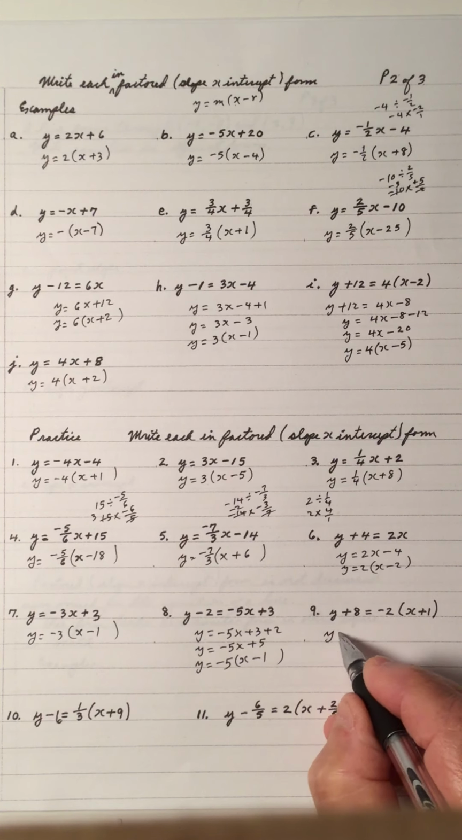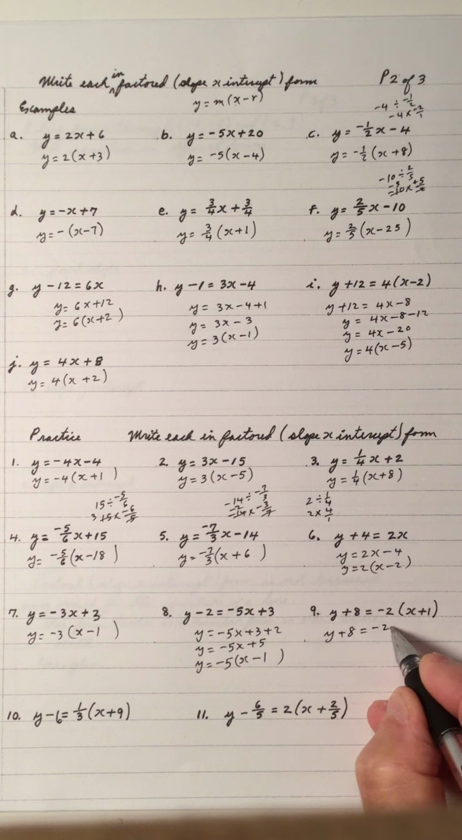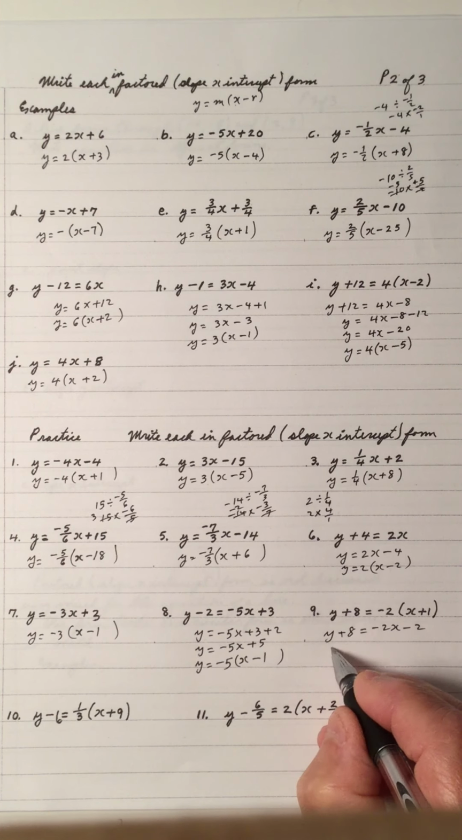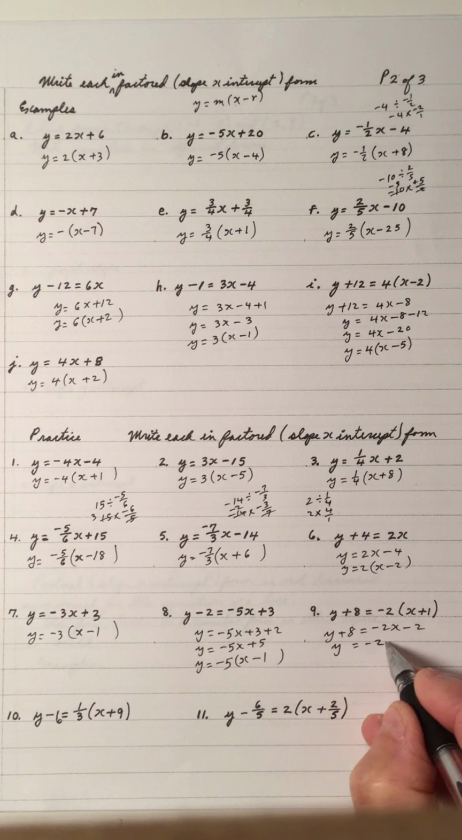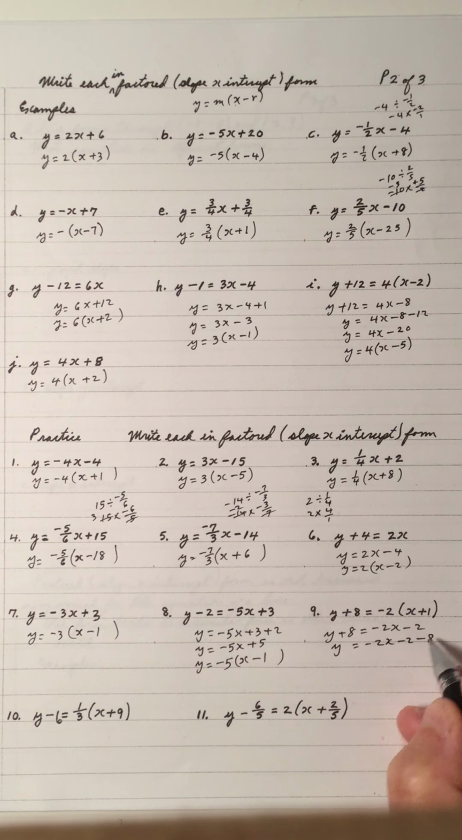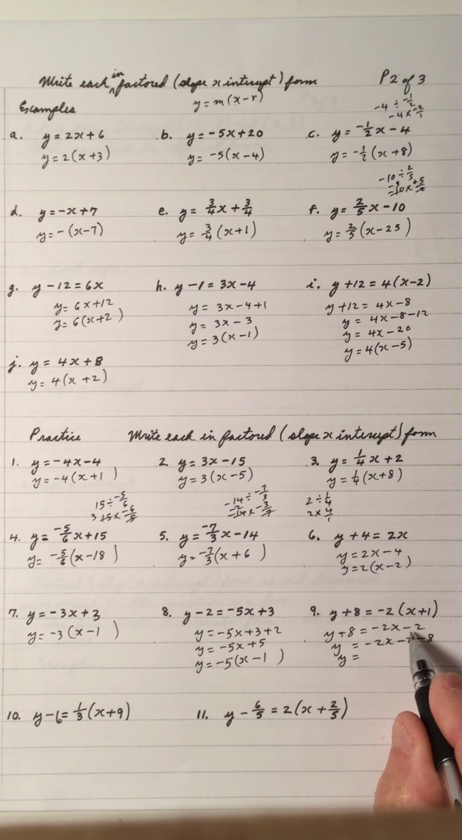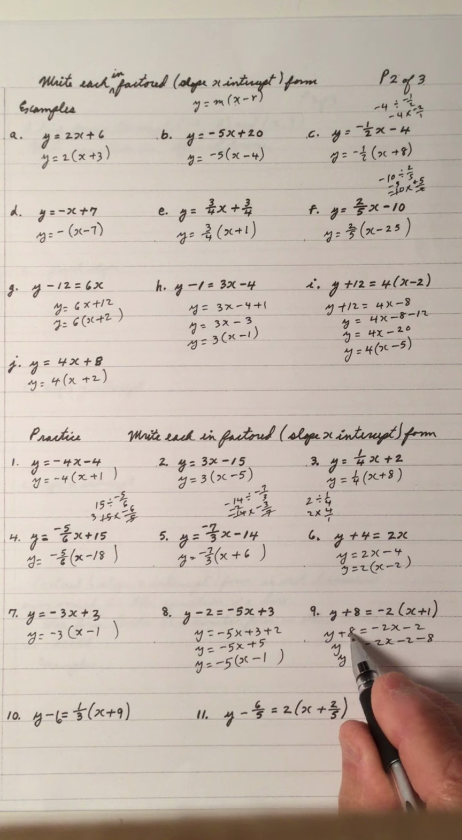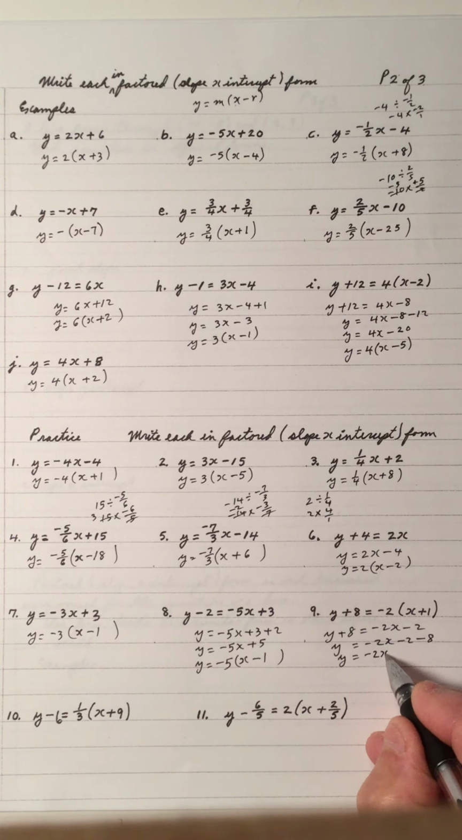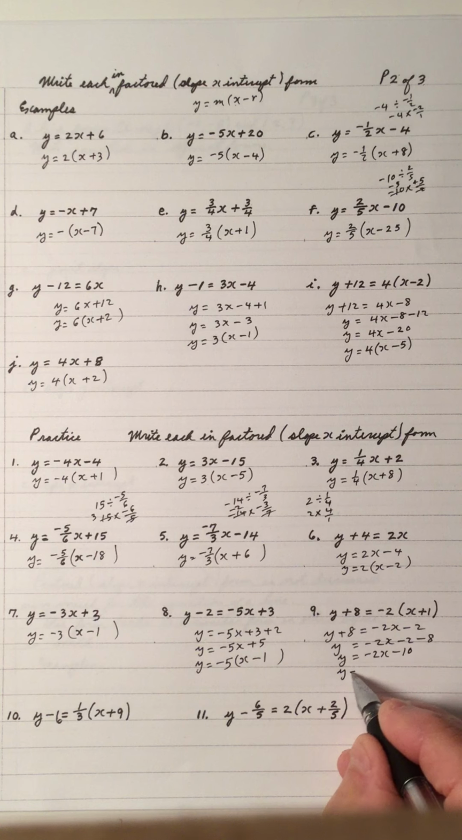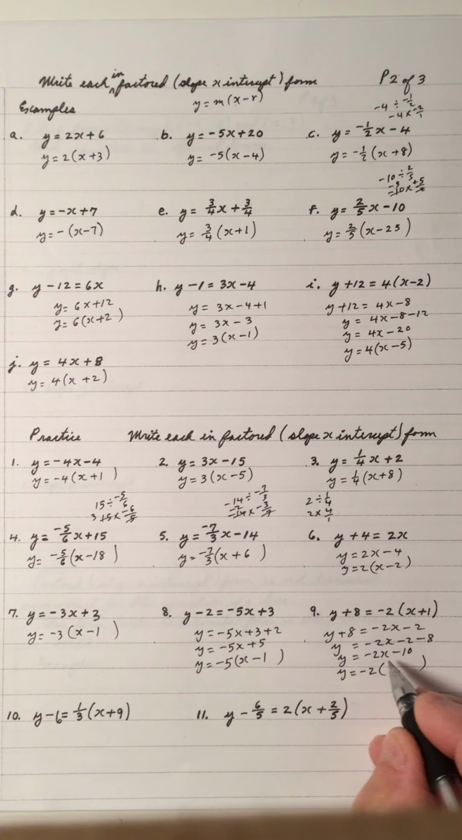Number 9, we have to remove the brackets first, so -2x minus 2. -2 times x, -2x, -2 times 1, -2. And now we have to move the 8 over, it becomes negative. Notice -2x minus 2 cannot be added because they're not like terms. So the -8 comes over. It gives me -2x minus 10. And I remove the -2. -2 divided by -2 is 1x. -10 divided by -2 is a +5.